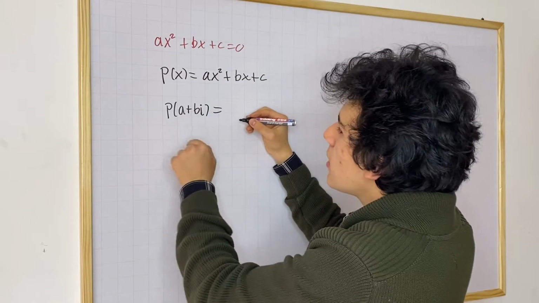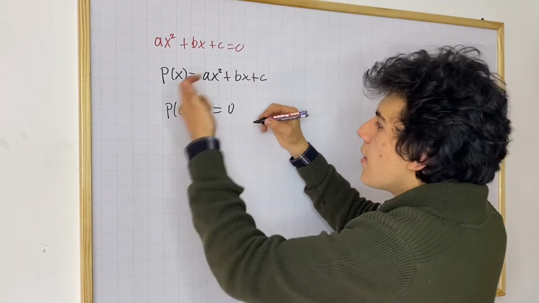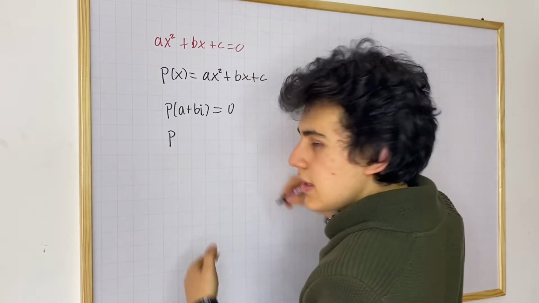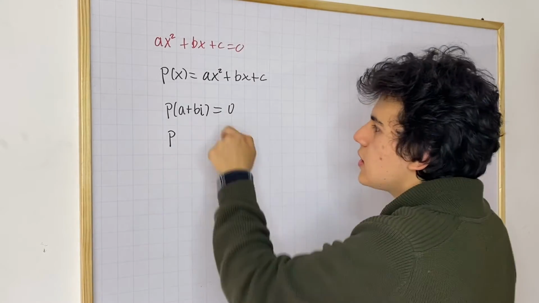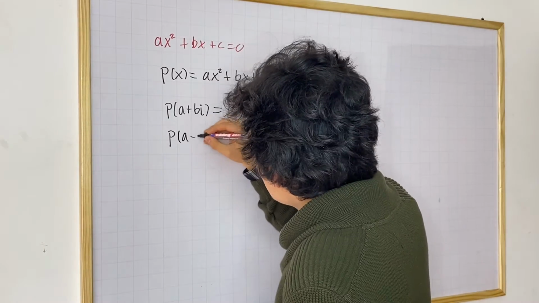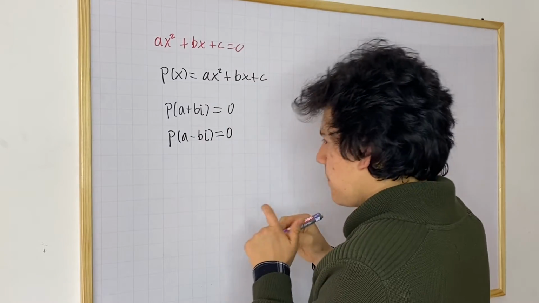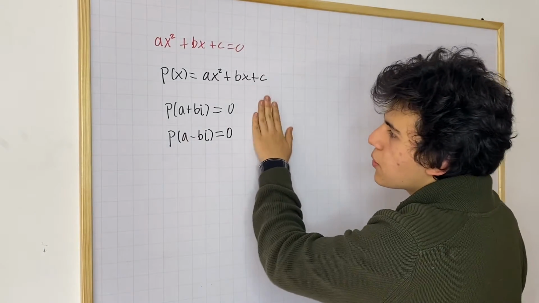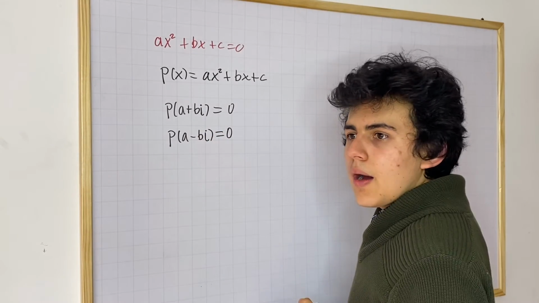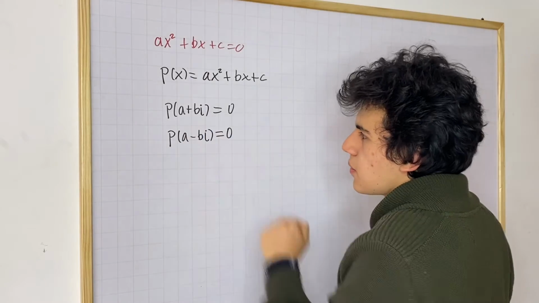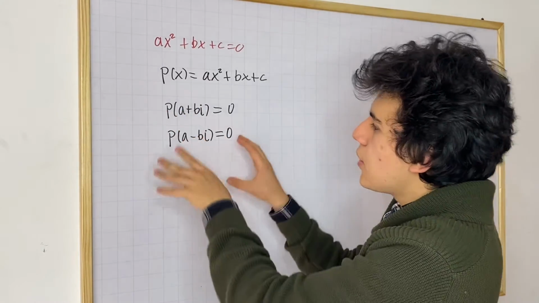is equal to 0, then the conjugate of this number is also a root for this polynomial. That is, p of a minus bi is also going to be equal to 0, okay? This is only true when you know that one of the roots you have is a complex number in the following form, okay?